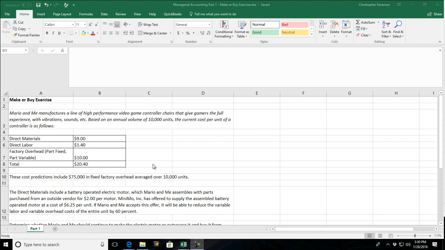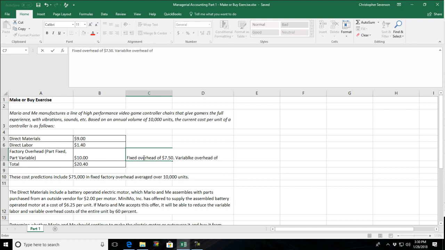$75,000 divided by 10,000 units is going to give us a fixed amount of $7.50, which gives us $2.50 for the variable overhead. So that's a very important piece of this problem because we're going to need to take a look at how those costs will change, if they will change at all. And again, the total is $20.40.